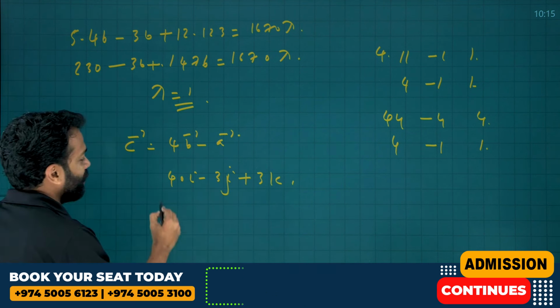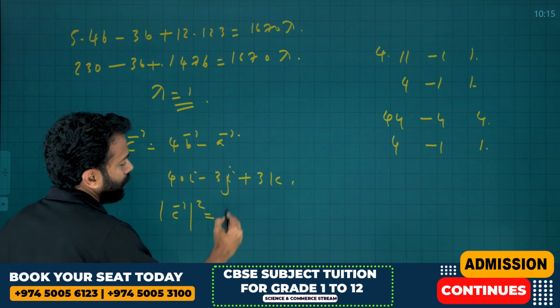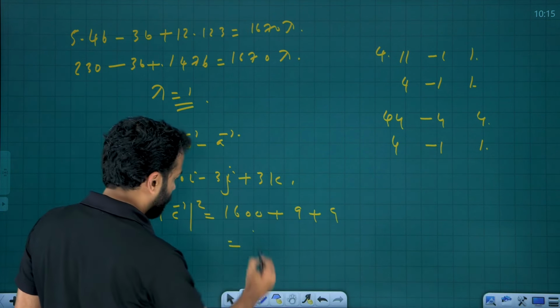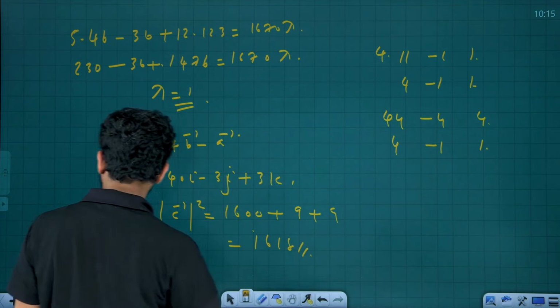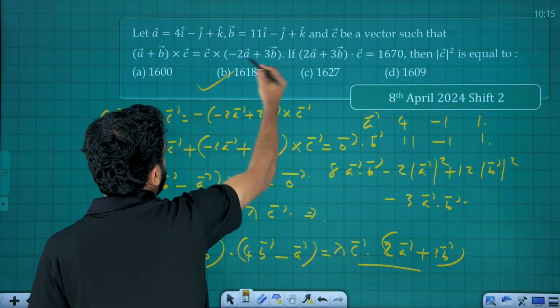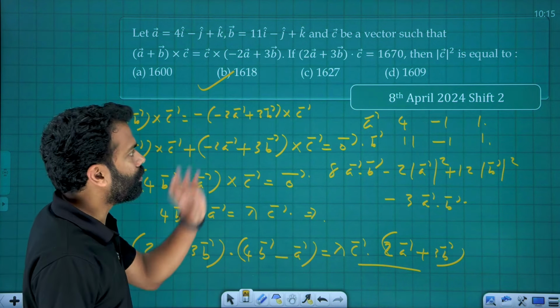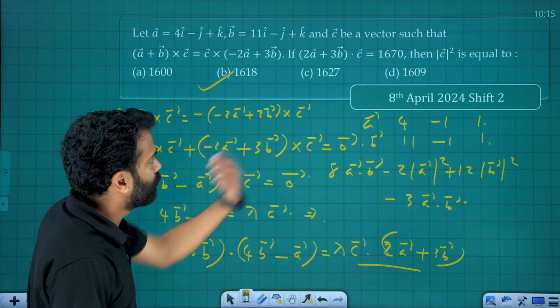And what is magnitude of vector C square? That is 1600 plus 9 plus 9, that is 1618, is the final answer. And what is the answer number? B is the correct answer. A very easy question, and doable question also. Hope you got the idea here. Let's move to the next one.